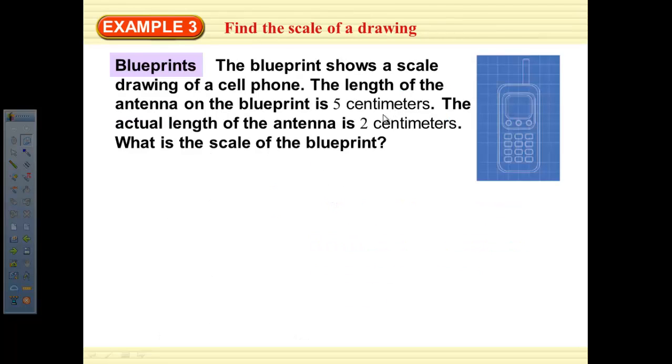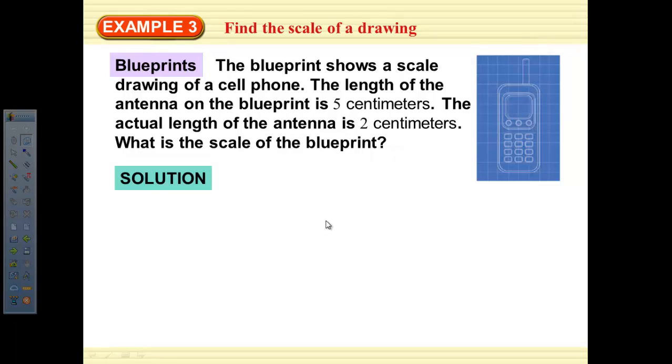For the third one, we want to find the scale of the blueprint. We know on the blueprint it's 5, and on the actual antenna, it's 2 centimeters. So when we do scale, first of all, we want the drawing on top and the actual length on the bottom. The big thing to remember is the actual length is on the bottom. So if you look, the blueprint is actually making it bigger than it actually is. On the blueprint it's 5, the actual length is 2. When we do scale, the denominator has to be 1. Even if you get a decimal, the denominator has to be 1 for the scale.